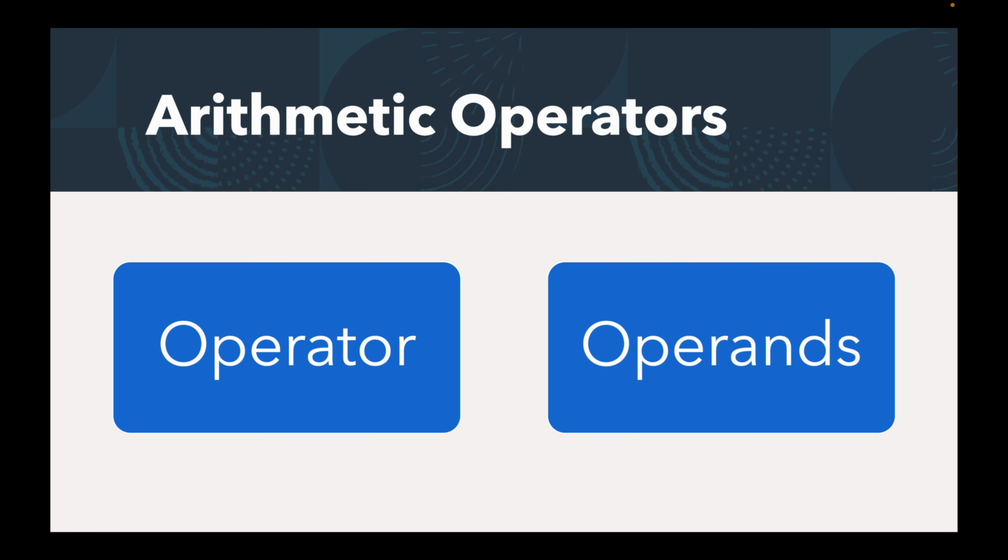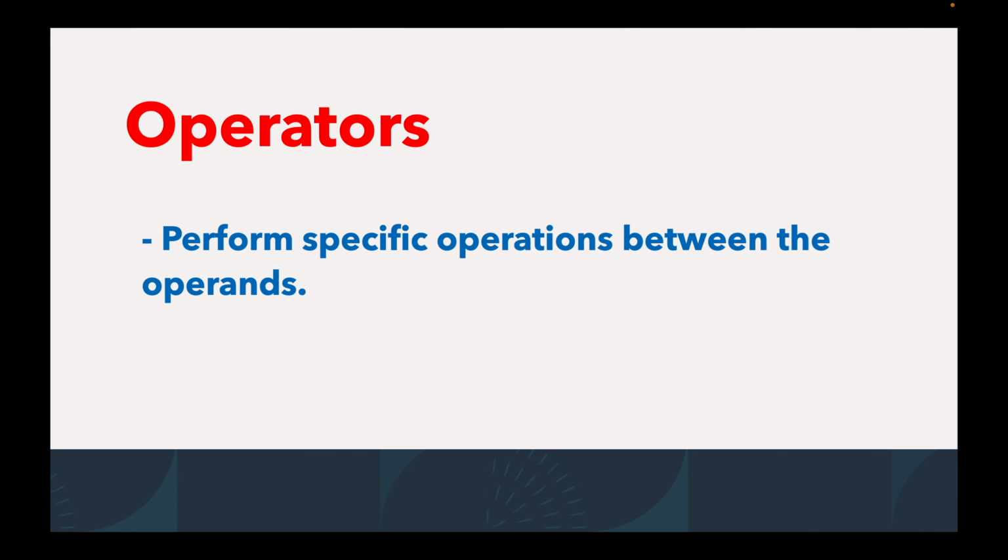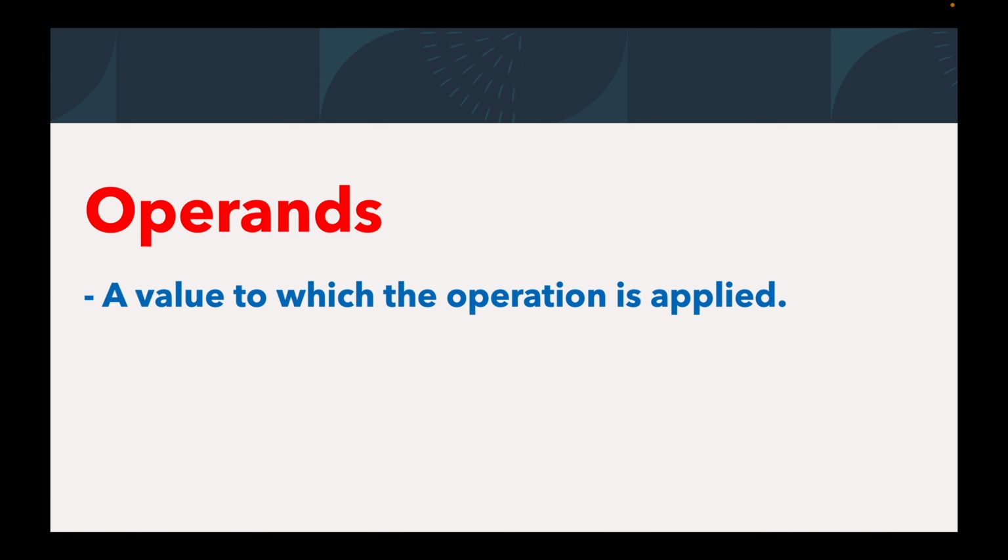Before we dive into arithmetic operators, let's quickly understand what operators and operands are. In Python, operators are special symbols that carry out arithmetic or logical computations. The value that the operator operates on is called the operand. For example, in the expression a plus b, plus is the operator and a and b are the operands.